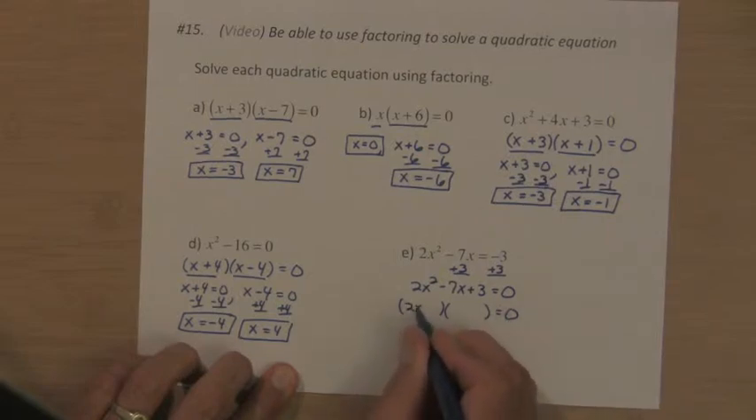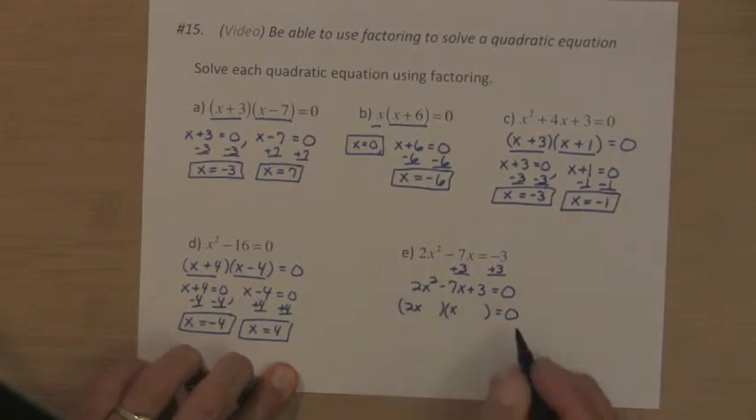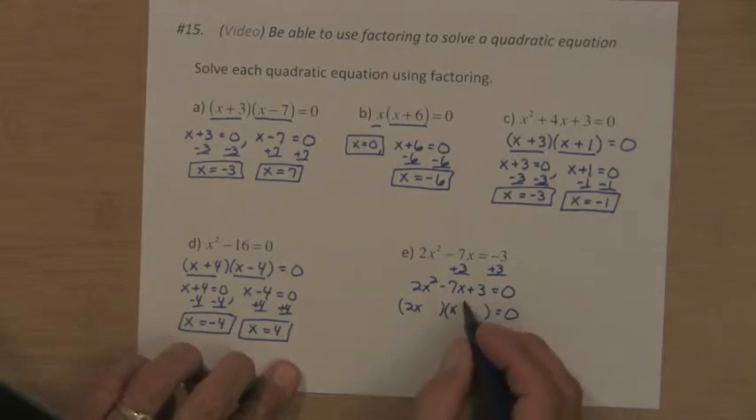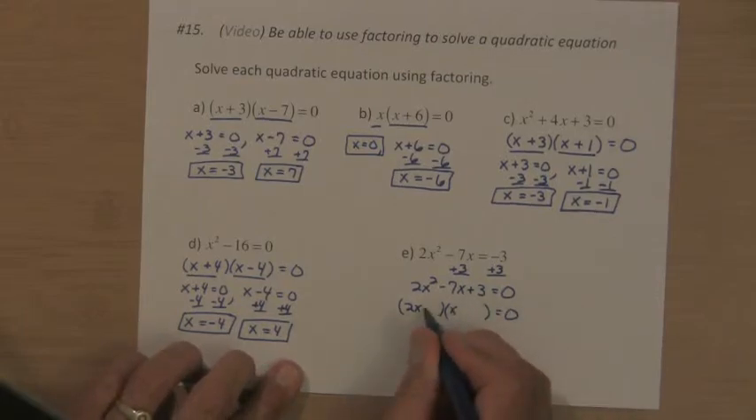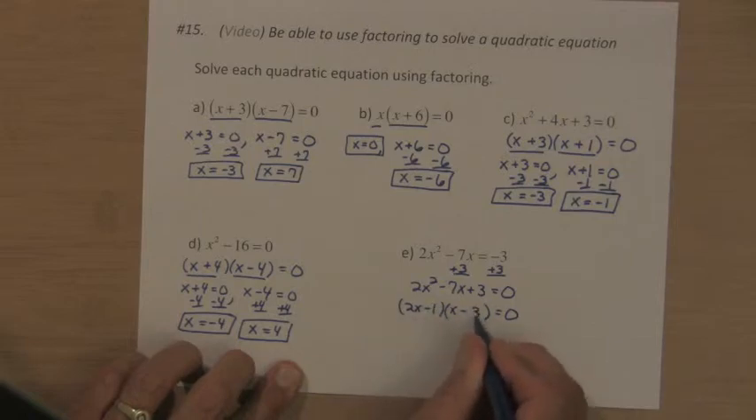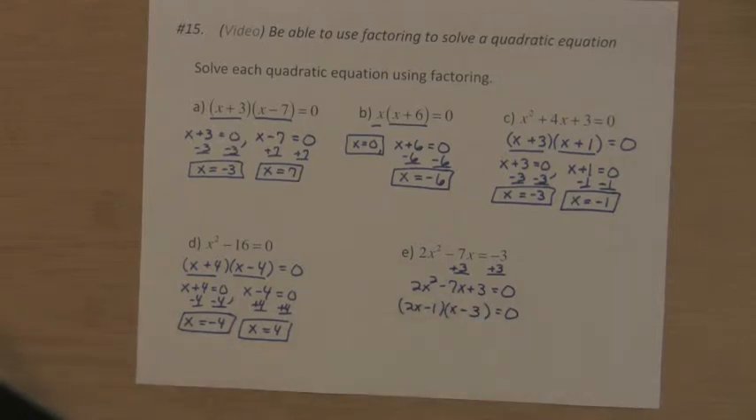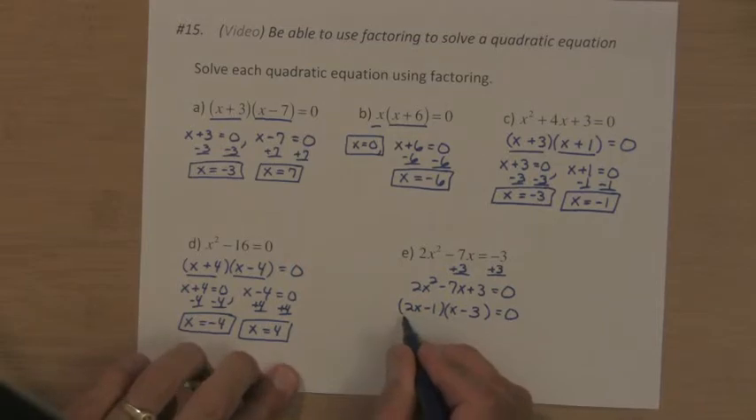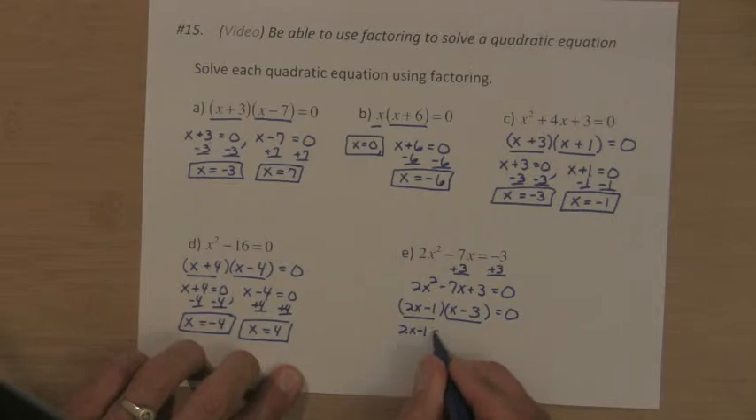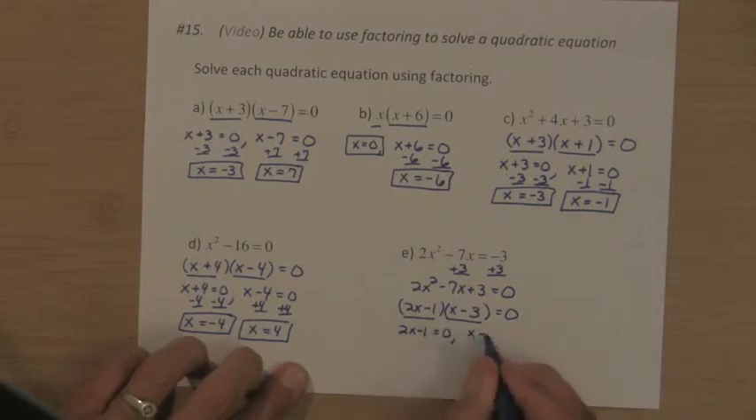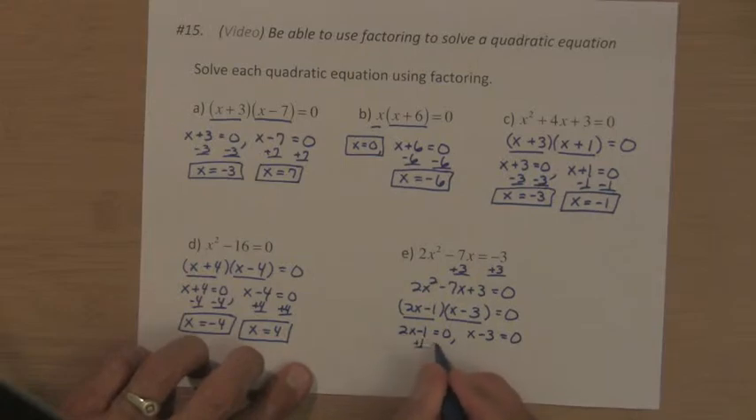One factor is going to be 2x. This is going to be an x. And if I want positive 3 here but minus 7x in the middle, I'm going to have to do minus 1 and minus 3. That would multiply out to give me my original 2x squared minus 7x plus 3. And now these two multiply to equal 0. So that means either this equation, 2x minus 1 equals 0, or this equation, x minus 3 equals 0. To solve the first one, I add 1 to both sides, and I get 2x equals 1.